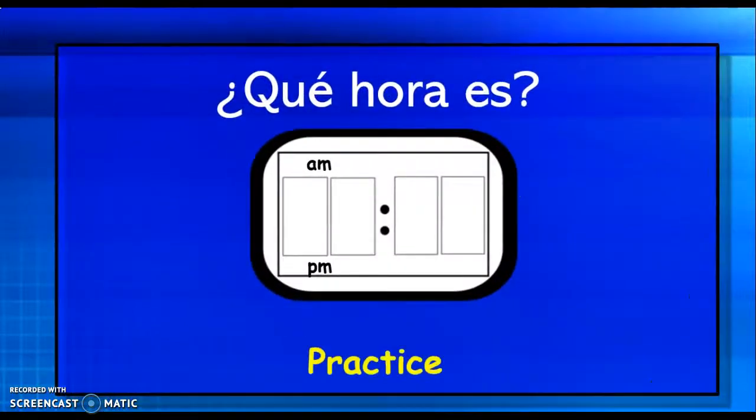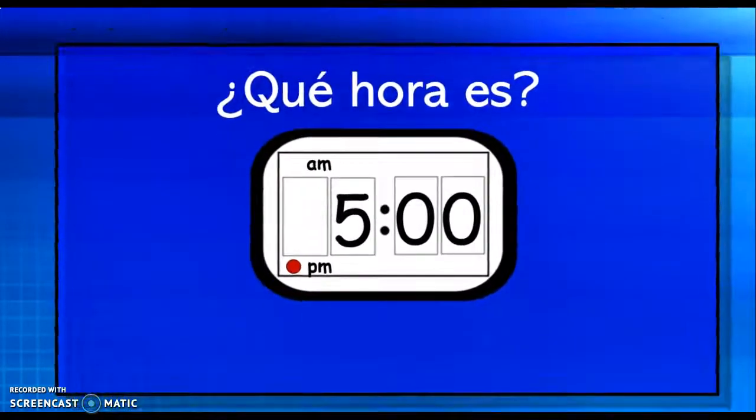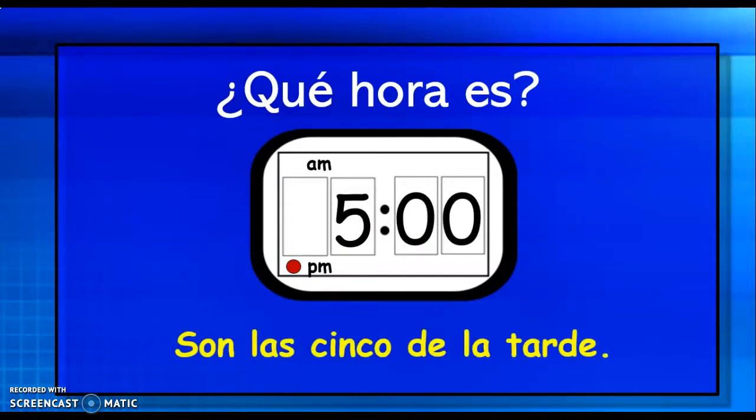So let's do a little bit of practice now. I'm going to put a time on the clock, and I want you to think about and say out loud what time you think it is. ¿Qué hora es? Son las 5 de la tarde. You could add de la tarde because you can see that the PM part of the clock is highlighted with red.